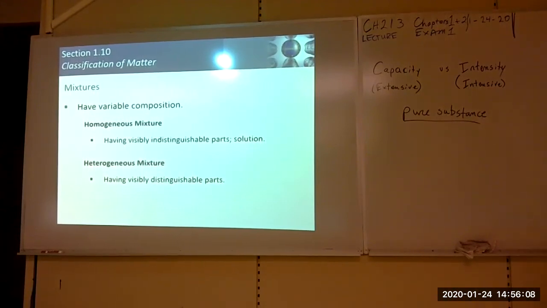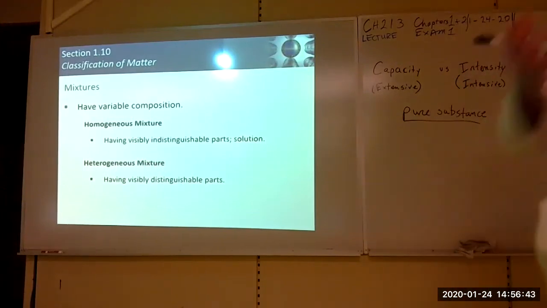It could be an element, like gold. 24 karat gold is a pure substance because there's nothing else in there but gold. Or it could be water, pure water, distilled water. There's nothing but H2O. Right? That's a pure substance. So pure substances can be either elements or compounds. You can't reduce them any further by physical means.